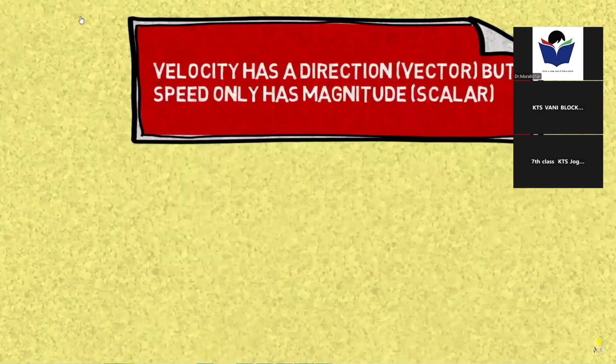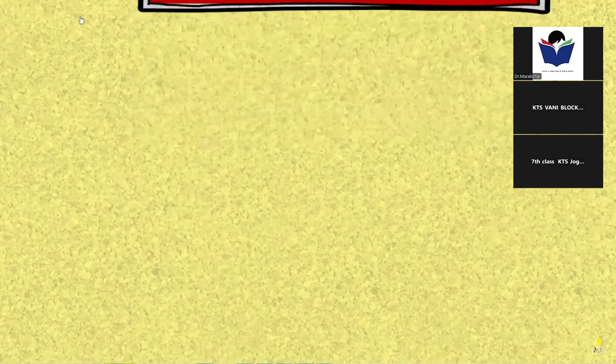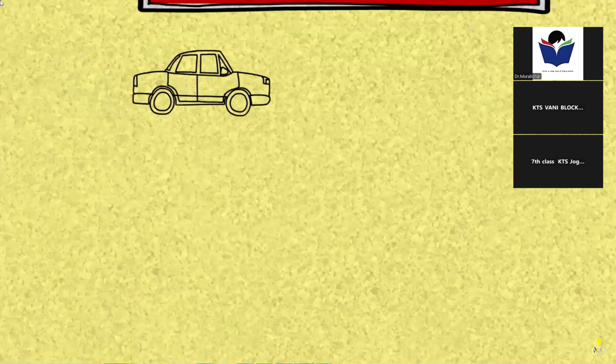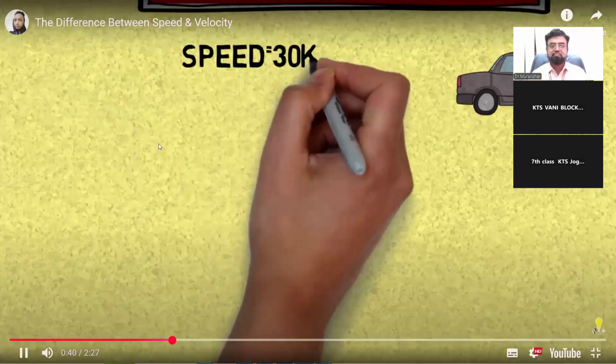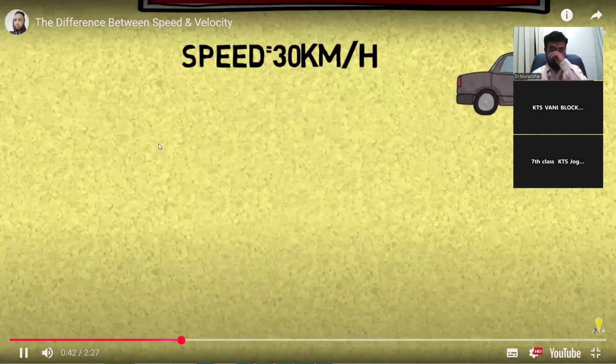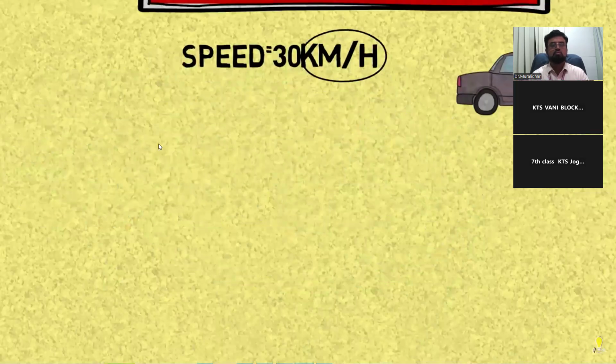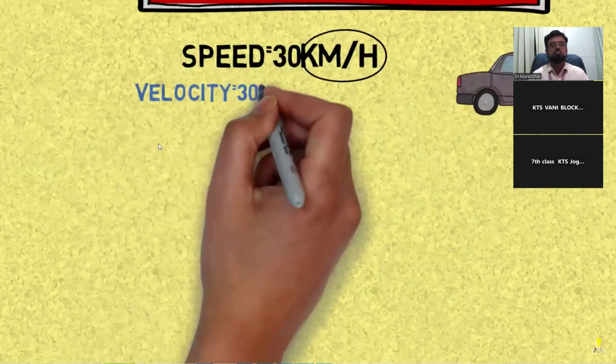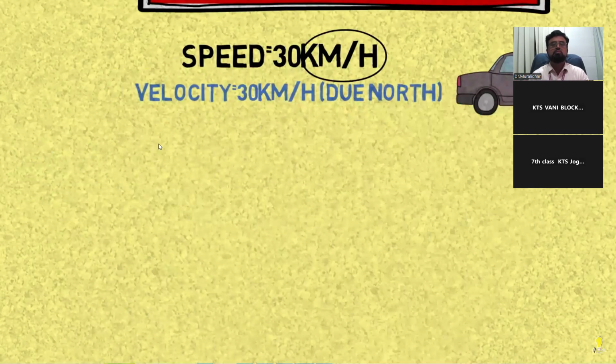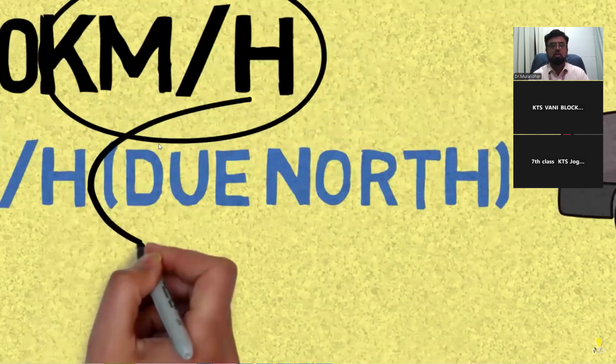In physics, we call speed a scalar quantity, while velocity is a vector. Now that means that if we take this expression, 30 kilometers per hour, just like that, this is speed, because it says distance over time. So this is by definition speed. As simple as that. But for velocity, this expression would look something like 30 kilometers per hour in the north direction, or due north.